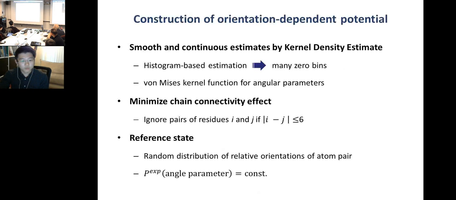And also, the observed probability for orientation terms is estimated by the kernel density estimation method, because a simple histogram-based method causes many zero bins. This is also when interacting residues are close in sequence, since their relative orientations are critically affected by their chain connectivity. So in this estimation, we only consider atom pairs that are separated by a certain relative length along the chain. And the expected probability distribution for angles is calculated from a reference state where the relative orientation of atom pairs is randomly distributed.